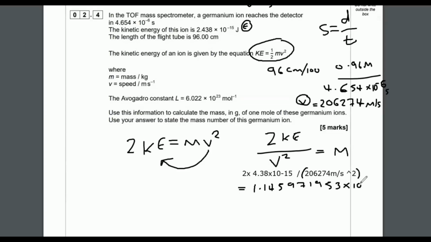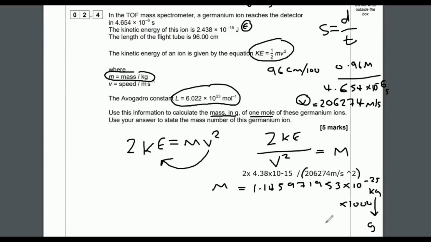So the answer is 1.145971953. Again, just leave it in your calculator or round that to 1.146 times 10 to the minus 25, and that is our mass. But remember, that's the mass of an ion, and it's the mass of an ion in kilograms. The question asks for the mass in grams, so we need to times by 1,000 to convert to grams. All that does is take away 3 zeros, and so we end up with 10 to the minus 22.